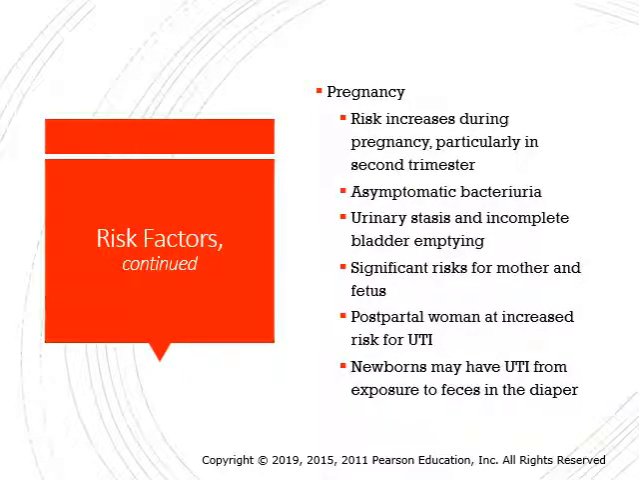Pregnancy. Risk of urinary tract infection increases during pregnancy, particularly in the second trimester due to the enlarging uterus, and then the pressure that can be placed on the urethra and the ureters also during pregnancy as baby grows. Pregnant women may have asymptomatic bacteriuria. So they may have bacteria in their urine and not realize it because they may not be having symptoms, but it's found as a subsequent finding.